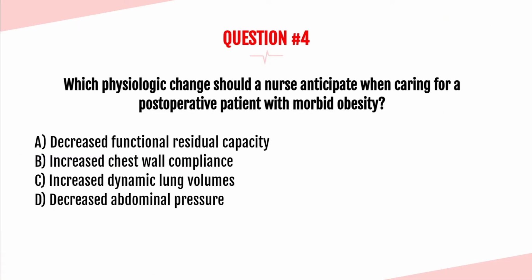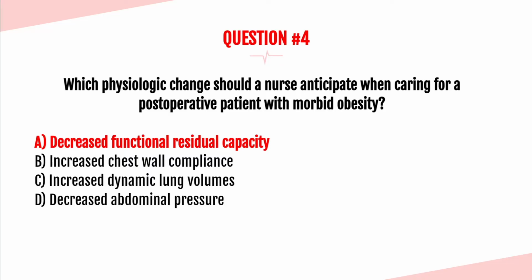Question number 4. Which physiologic change should a nurse anticipate when caring for a post-operative patient with morbid obesity? Is it A, a decreased functional residual capacity, B, increased chest wall compliance, C, increased dynamic lung volumes, or D, decreased abdominal pressure? And the answer is A, a decreased functional residual capacity.